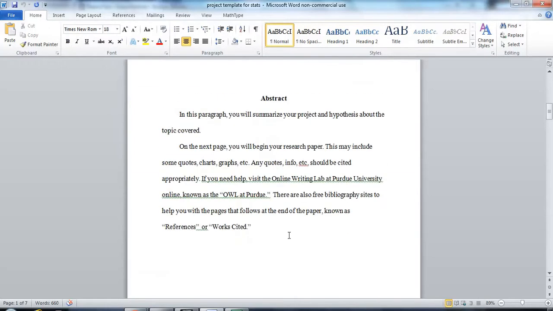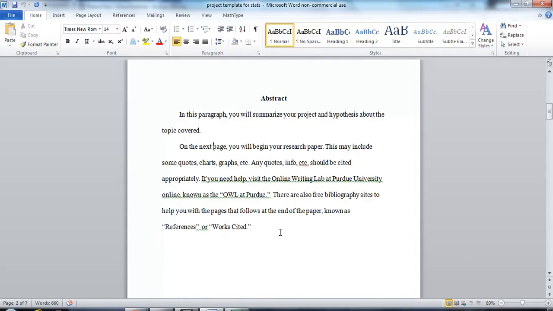The second page of your packet will be your abstract. Here I'm explaining to you what to write. This is where you'll have a quick summary of what your project is about, your hypothesis, and then you will, after this first page and this first paragraph, go on to write your research paper. So the next maybe 8 pages will be a research paper like you would write for psychology, sociology, history, your writing class, whatever. You might have some quotes, you might have some charts, you might have a graph. You have to use appropriate citation.